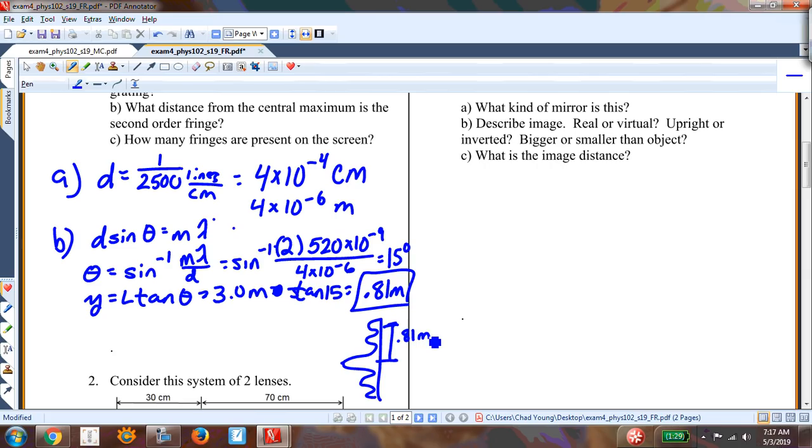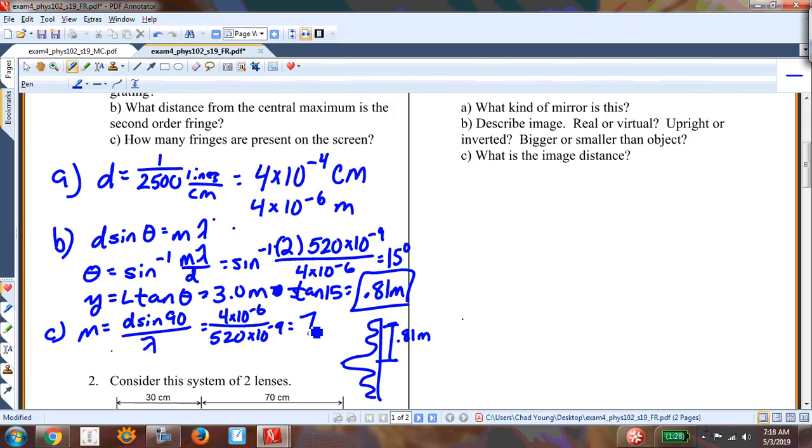And then finally, how many fringes are present on the screen? Remember that the last order number is when theta is equal to 90. So I would have m equal to d sine of 90 divided by lambda. So that's going to be 4 times 10 to the minus 6 divided by 520 times 10 to the minus 9. And that is 7.7, so that rounds down to 7.